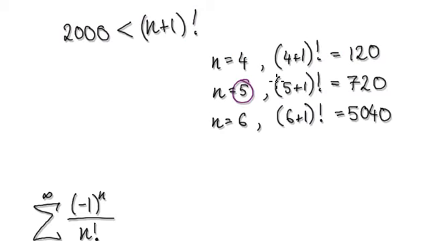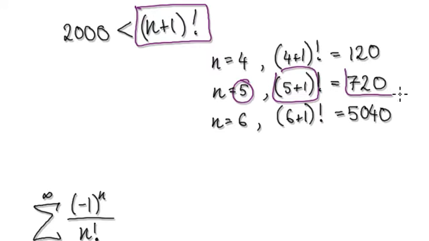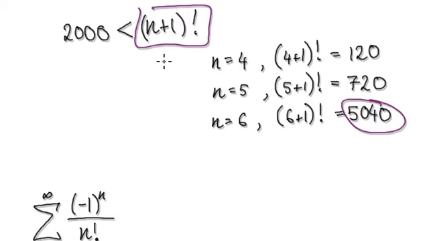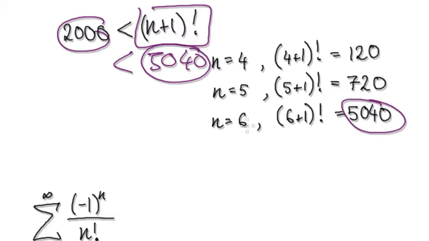Let's try when n equals 5. When n equals 5, this thing here will be 720. Is 720 bigger than this? No, it's not. Let's increase n. So when n is 6, this thing here will be 5040. You see, this here is bigger than 2000. So n equals 6 is good.